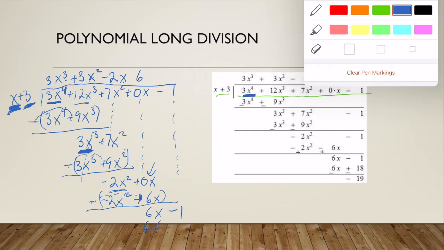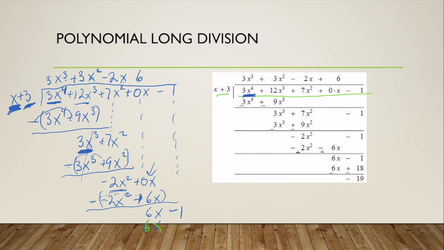Change color so you can see. 6x. 6 times 3 is 18. We go ahead and subtract. My first terms cancel. Negative 1 minus 18 gives us a remainder of negative 19. So this is that iterative process like long division that we've seen before. So let's work through a bunch more examples so we have lots and lots for reference.